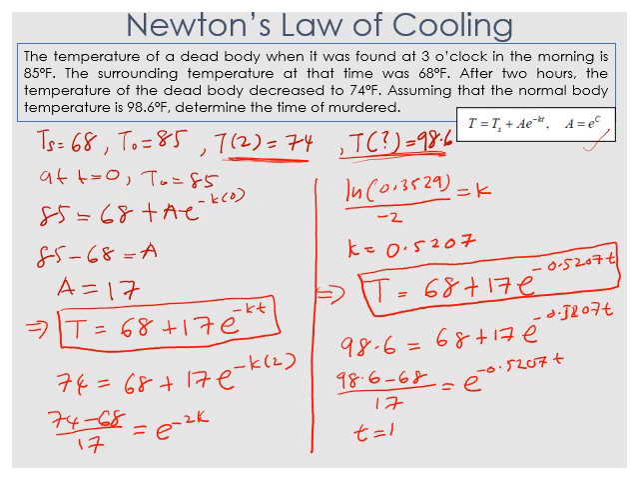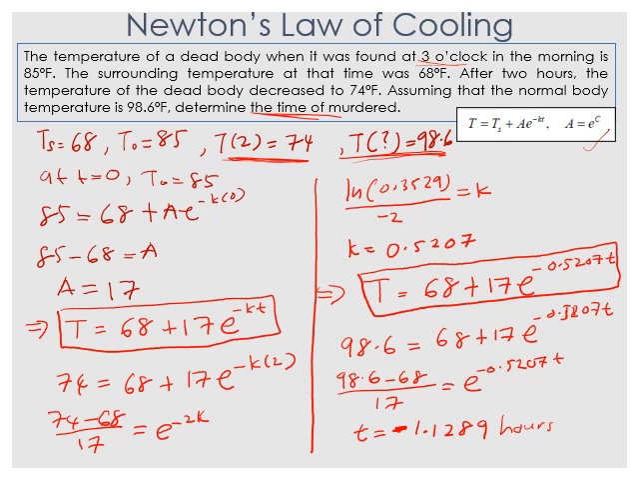We obtain t equals negative 1.1289. The negative means it happened before the initial time that we took just now at 3 o'clock. It asks to determine the time of the murder, so you don't want the negative here. It means it is 1.1289 hours before 3 o'clock.